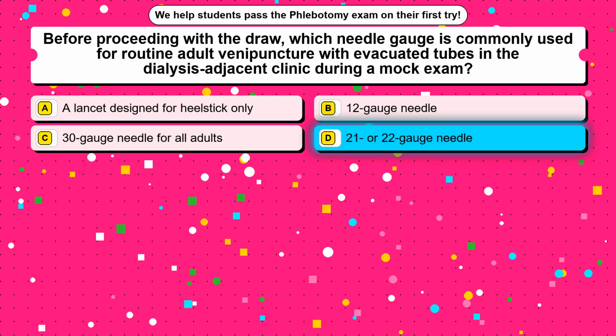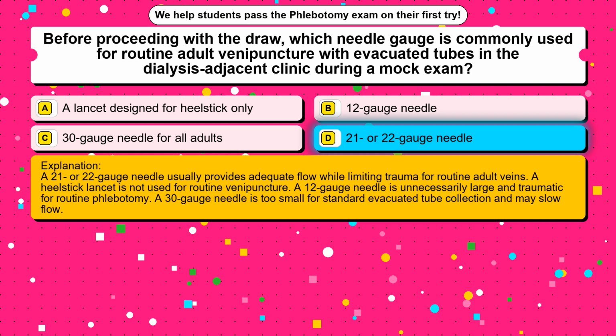21 or 22-gauge needle. A 21 or 22-gauge needle usually provides adequate flow while limiting trauma for routine adult veins. A heel stick lancet is not used for routine venipuncture. A 12-gauge needle is unnecessarily large and traumatic for routine phlebotomy. A 30-gauge needle is too small for standard evacuated tube collection and may slow flow.